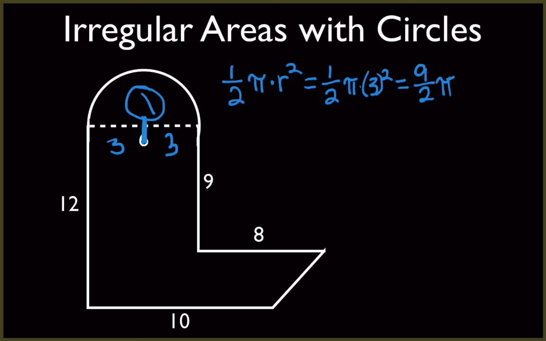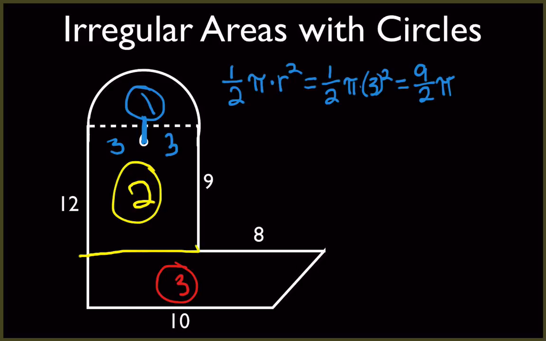Second thing I'm going to do is I need to draw a line in here to break it up a second time. So I'm going to draw a line straight across right here. And what that does is it breaks it up into a rectangle right here and a third section right here.